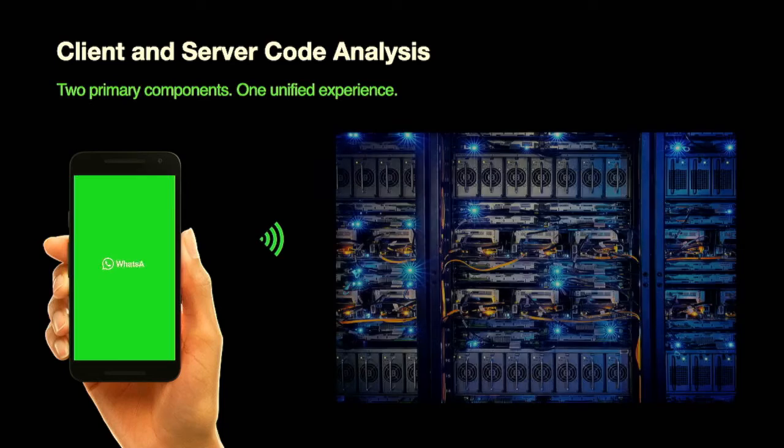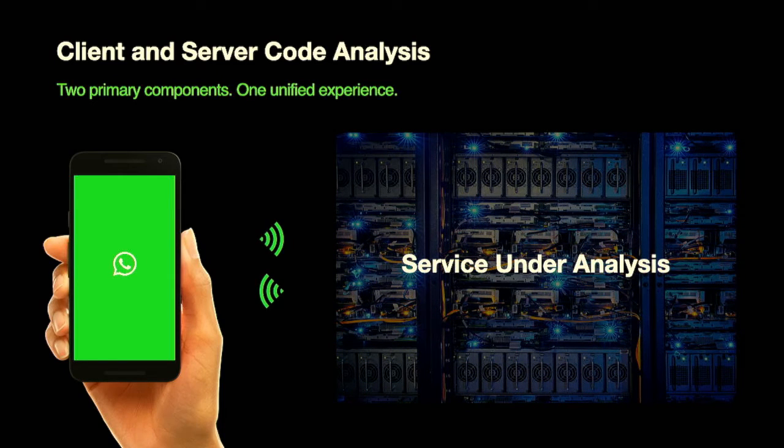At the core of WhatsApp, we have two primary components, the client and the server. Together they provide a unified experience. The client captures end user interactions while the server ensures these moments of connection are delivered safely and reliably.